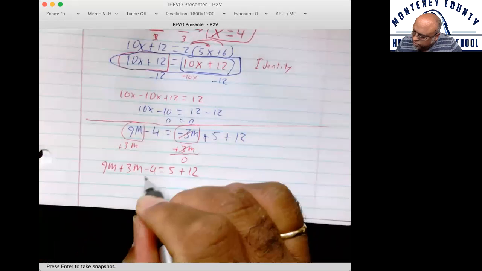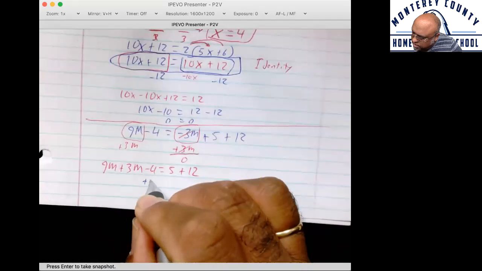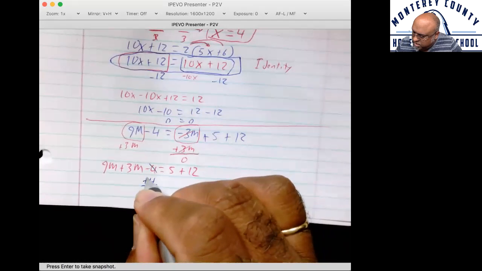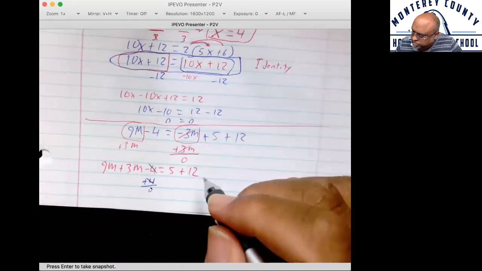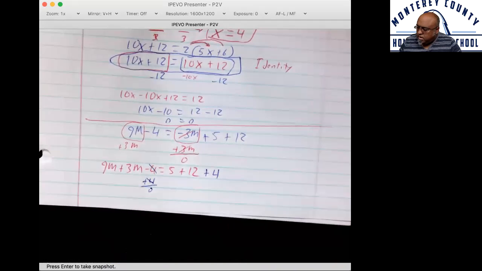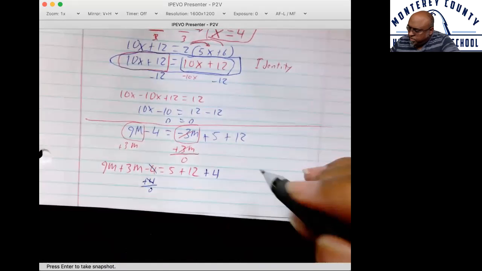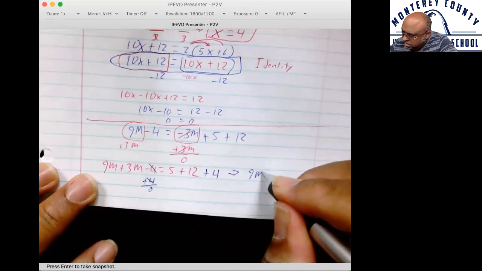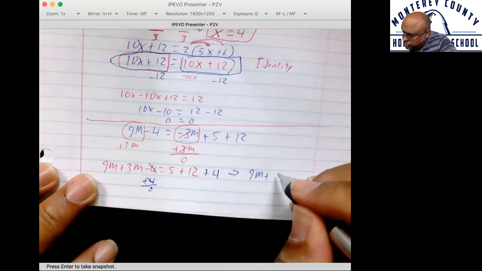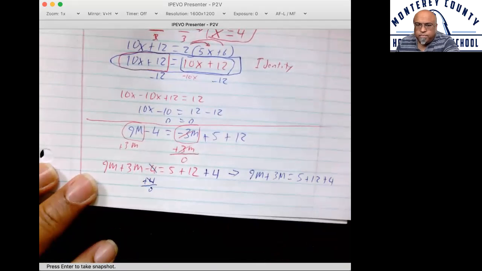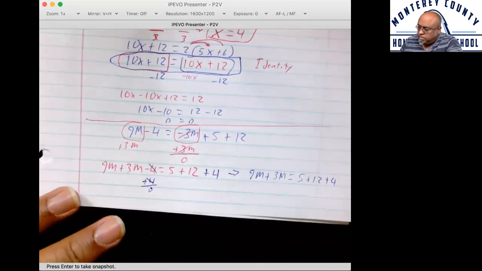Now, I want to get my other like terms onto the same side. So I have negative 4 here, or minus 4. So I have to add 4 back in order to eliminate it from this side. Minus 4 plus 4 is 0. Now I have to do the same to the other side. Okay. So now I'm just going to rewrite everything over on this side so it's cleaner. 9m plus 3m is equal to 5 plus 12 plus 4.